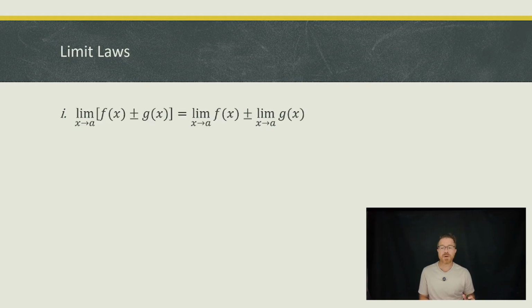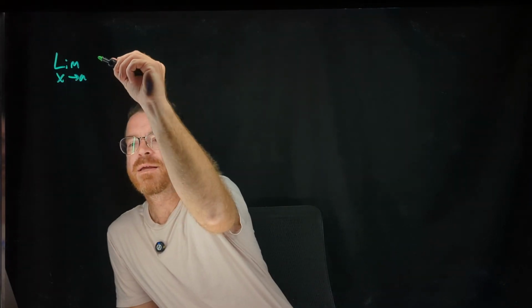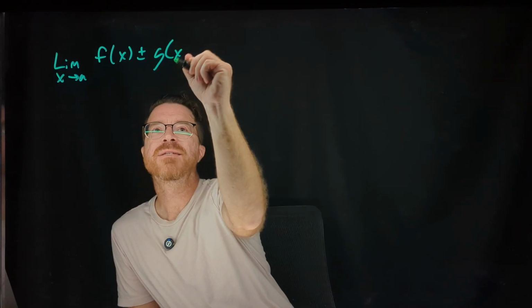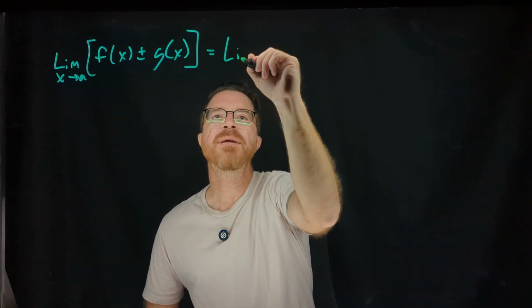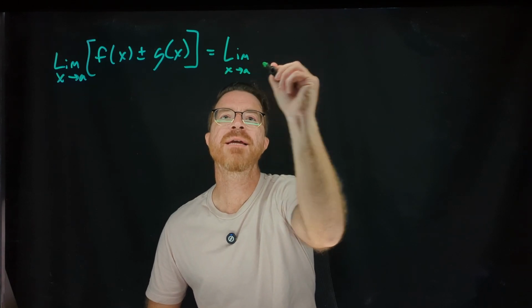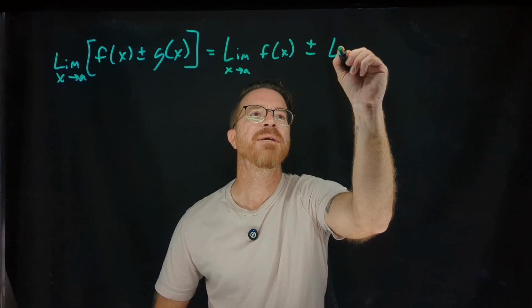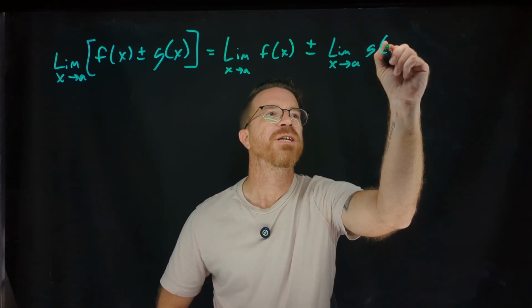Our first limit law says that if we have the limit as x approaches a of two functions, f of x plus or minus g of x, then this will be the same thing as the limit as x approaches a of f of x, plus or minus the limit as x approaches a of g of x.